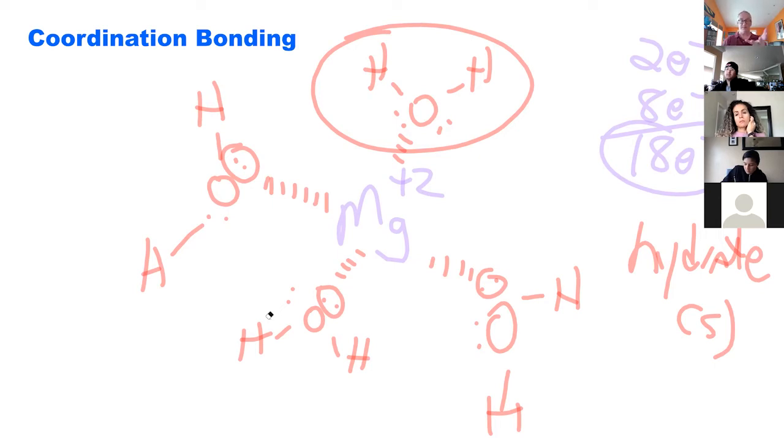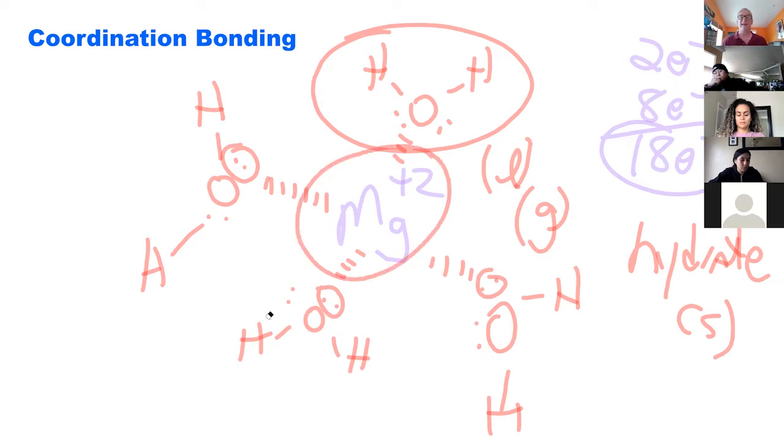When you start heating the crystals, you'll see that they look like they're starting to melt and starting to bubble. First they'll melt, and then they'll start to bubble. The melting is the water turning into a liquid, and the bubbling is when it starts turning into a gas. And when it turns into a gas, it will escape, leaving poor magnesium with its +2 charge, all by itself. So that's what coordinate bonding is.